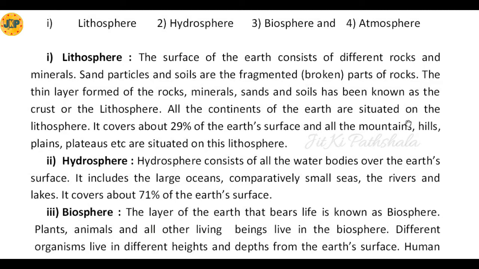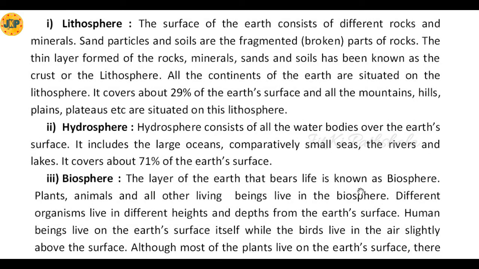So first we will discuss about lithosphere. Lithosphere. The surface of the earth consists of different rocks and minerals. So the outer surface of the earth contains different types of rocks and minerals. Sand particles and soils are the fragmented parts of the rocks, and whatever sand particles and soils are present on the earth's surface are the broken parts of the rocks.